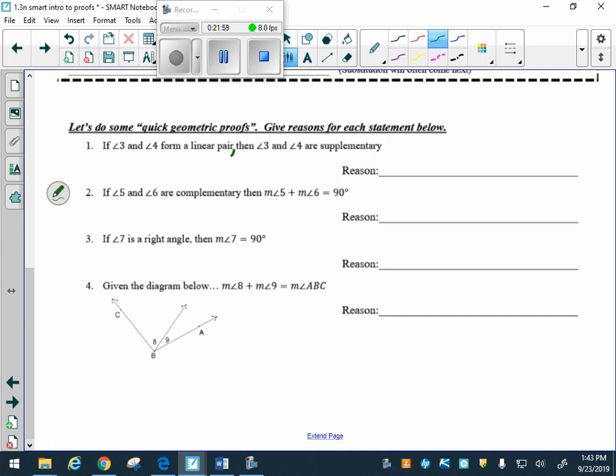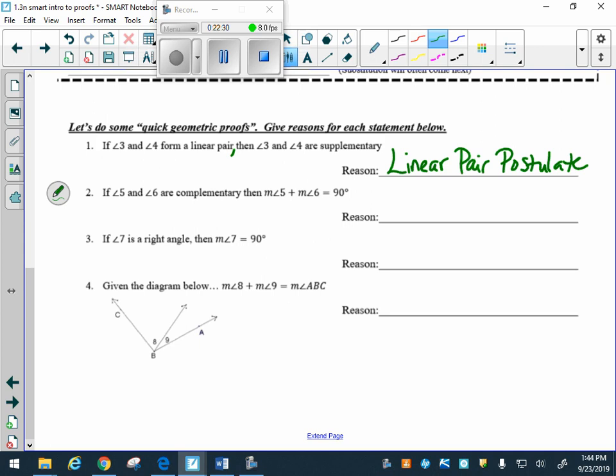If angle 3 and angle 4 form a linear pair, then angle 3 and angle 4 are supplementary. What would be the reason that we know that? Yeah, Melanie. Exactly. It was that postulate that told us that if two angles form a linear pair, then they are supplementary. So our reason there is linear pair postulate. So when we write a geometric proof, that might be a reason.